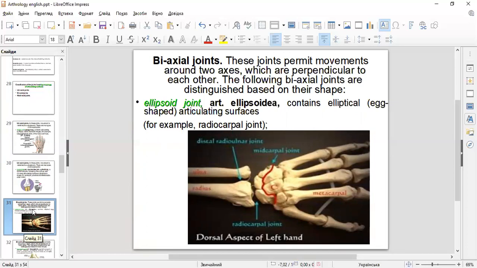Bi-axial joints. These joints permit movements around two axes, which are perpendicular to each other. The following biaxial joints are distinguished based on their shape. Ellipsoid joint, articulatio ellipsoidea, contains an elliptical-shaped articulating surface. For example, the radiocarpal joint.